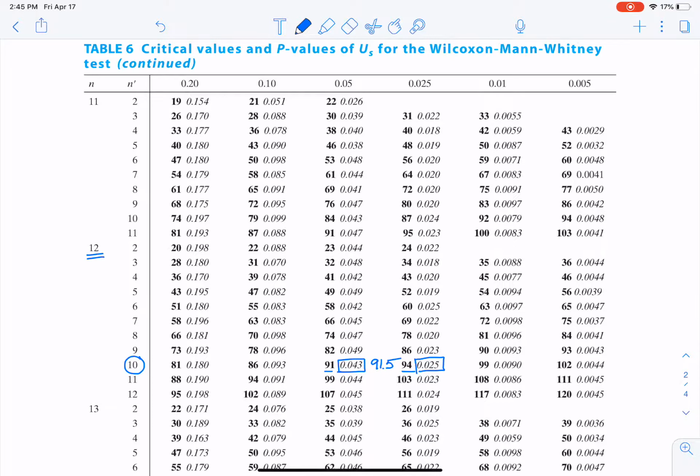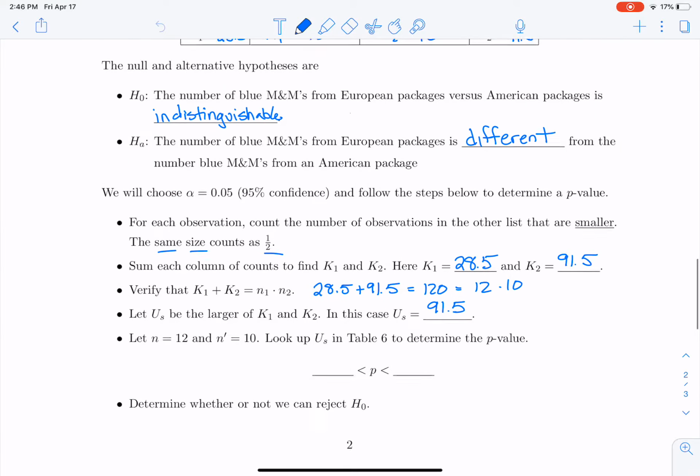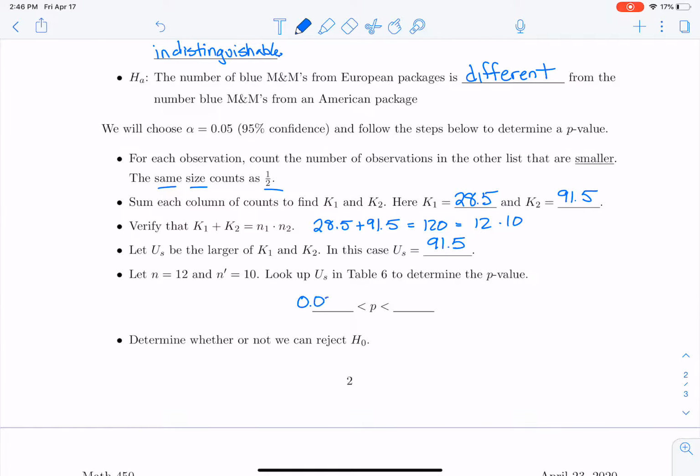Another way to read this chart is that if you have a test statistic that is to the right of one of these given test statistics, like we do right here, then you can reject the null hypothesis with this alpha value, 0.05. But I'm going to be able to say that my p-value is between 0.025 and 0.043. So yes, we can reject the null hypothesis.